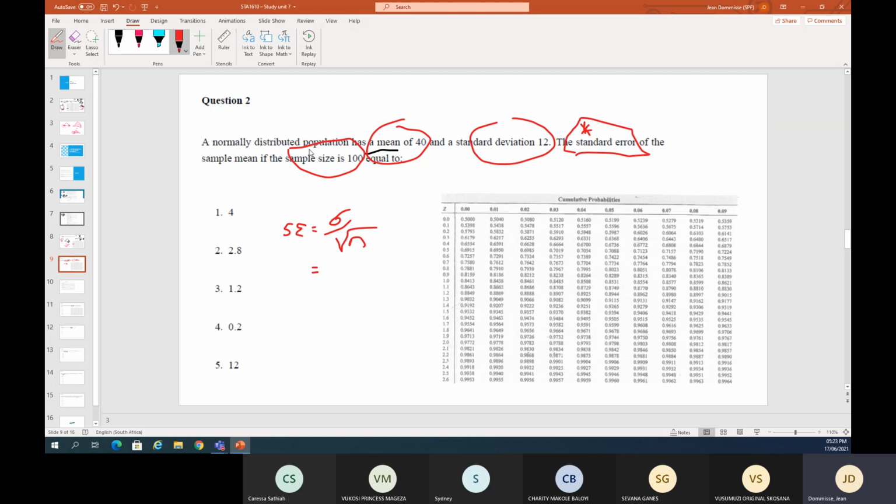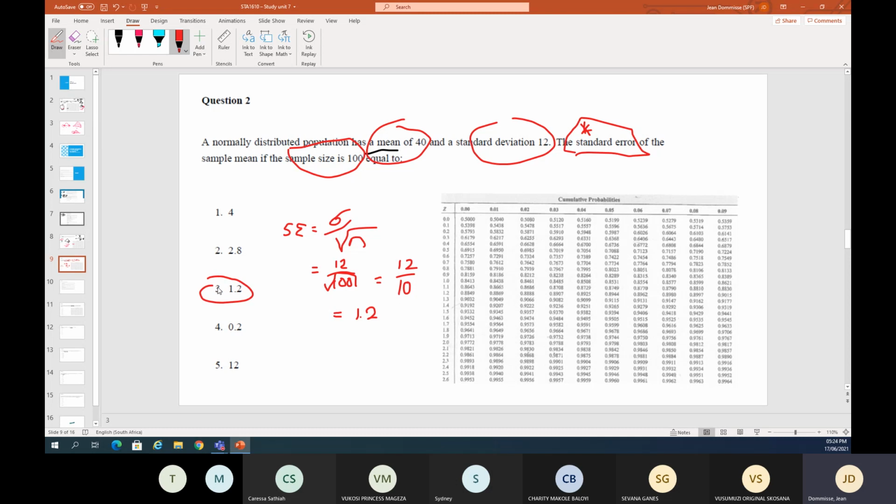So normally distributed, mean, standard deviation is 12, standard error of a sample mean if the sample size is 100. Okay, so then it is 12 divided by 10. 12 divided by 10 is equal to 1.2. Okay, and we've got option 3.